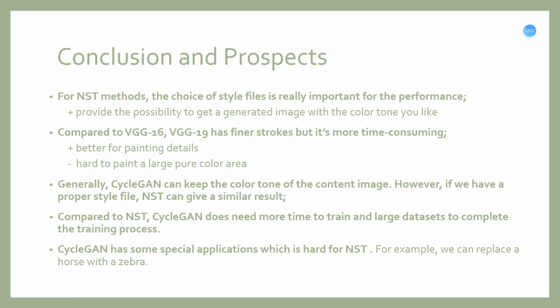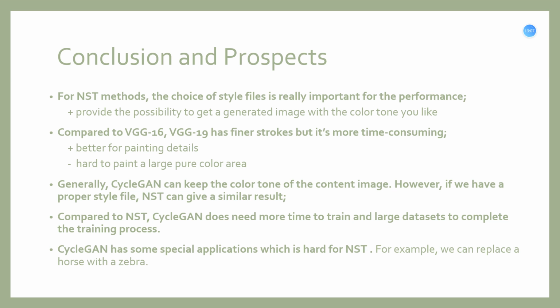So to conclude, for AST methods, the choice of style files is really important for the performance, but it does provide the possibility to get a generated image with the color tone we want. Compared to VGG16, VGG19 has finer strokes, but it's more time consuming, which is better for painting details, but it's hard to paint a large pure color area. The third point is generally CycleGAN can keep the color tone of the content image. However, if we have a proper style file, AST can give a similar result.